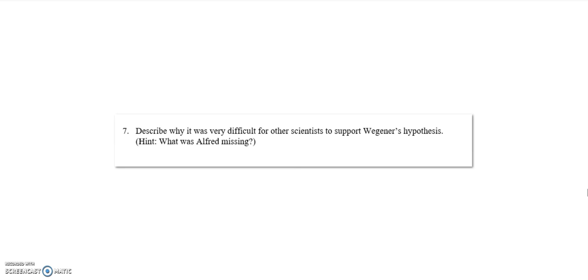And finally, number 7, describe why it was very difficult for other scientists to support Wegener's hypothesis. Hint, what was Alfred missing? So what was Alfred missing that made the scientists not believe him?